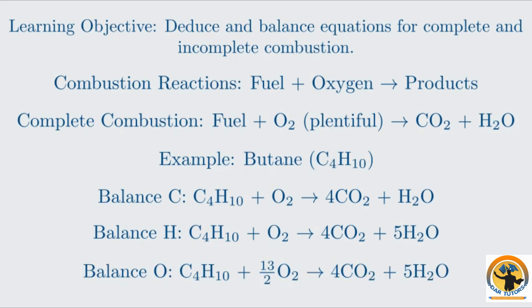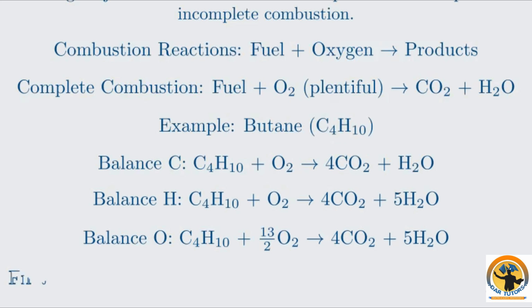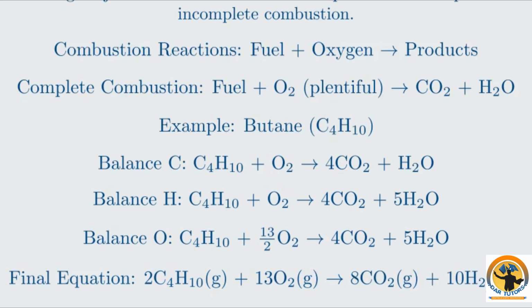Chemists typically write equations with whole number coefficients. To achieve this, we can multiply the entire equation by 2. This gives us our final balanced equation. 2C4H10 plus 13O2 yields 8CO2 plus 10H2O. We have successfully balanced the equation for the complete combustion of butane.